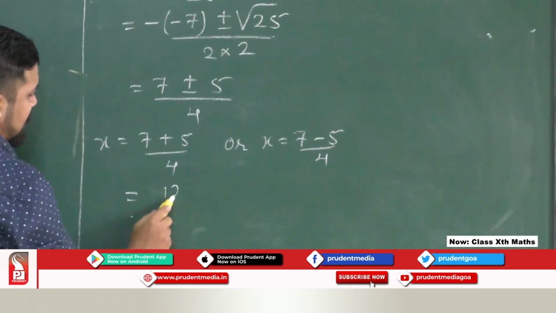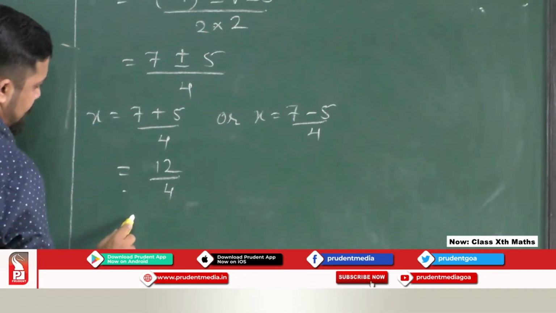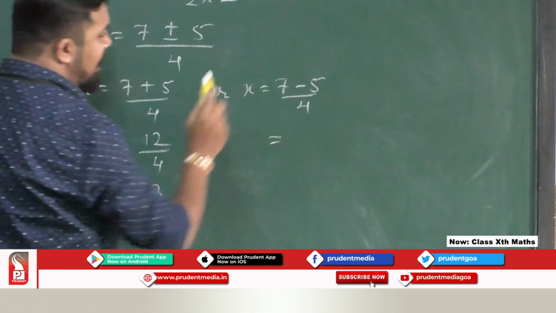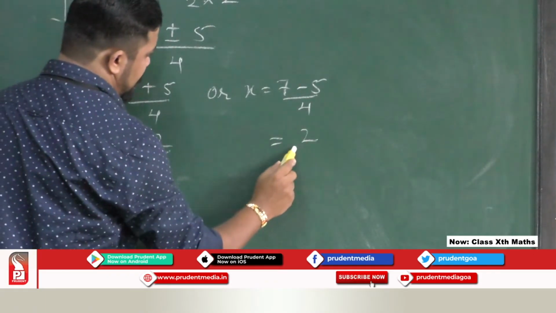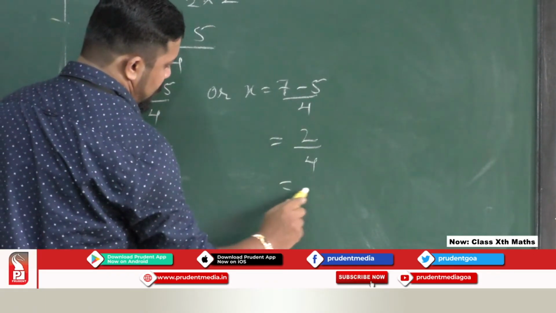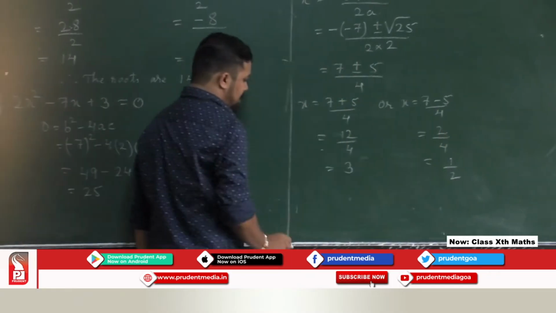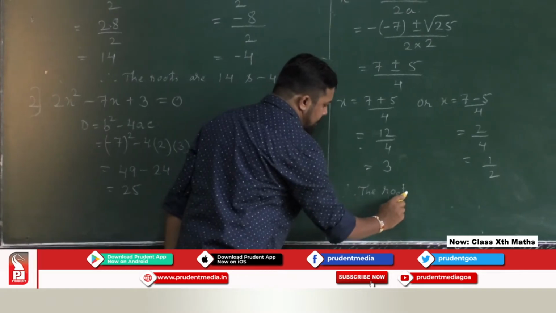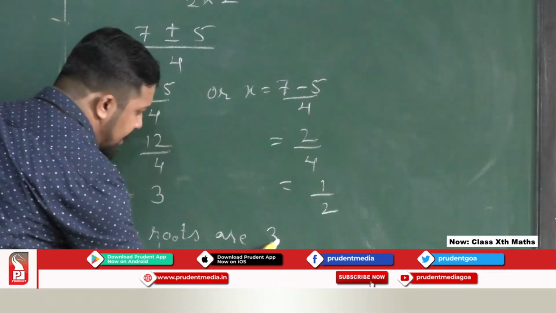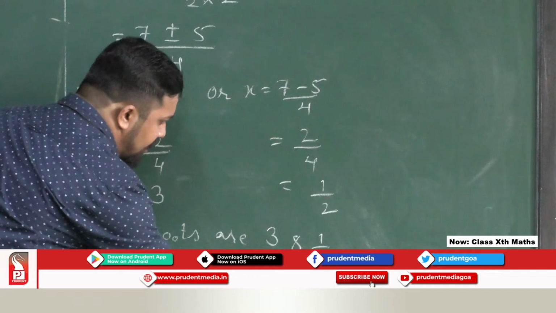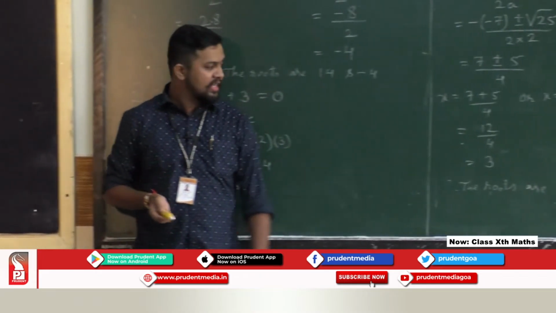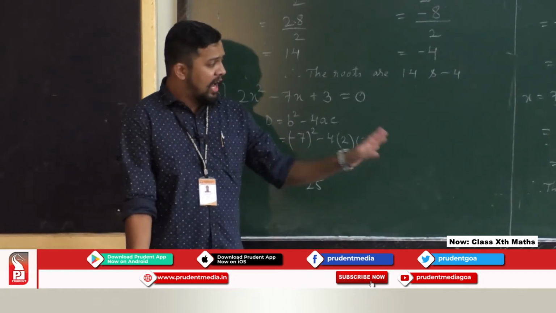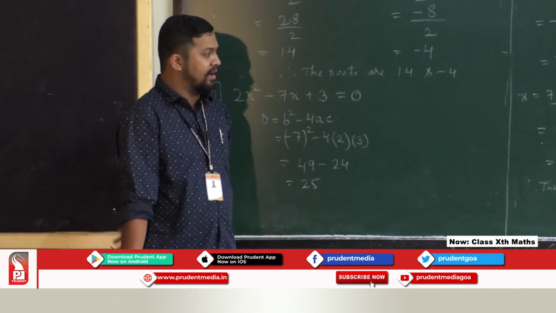So that is 12, which gives you 3, and 7 minus 5 is 2. 2 ones are 2, 2 twos are 4. Again, therefore, the roots are 3 and 1 by 2. Please don't forget to write the last statement. That is very important. You have to mention the roots or zeros are 3 and 1 by 2.